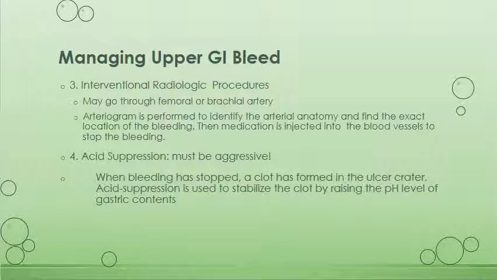It must be done aggressively. When the bleeding has finally stopped, a clot is going to form in the ulcer crater, and we need to preserve that clot. We don't want to disturb it, we want to preserve it, and so acid suppression is used to stabilize the clot by raising the pH level of the gastric contents, making it less acidic.